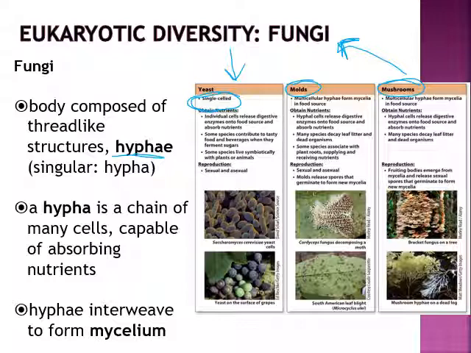And for molds, they have both sexual and asexual reproduction as well, and they can also release spores that germinate to form new mycelia. So basically new little networks of hyphae, okay? Our mushrooms, as you might have guessed, have these fruiting bodies that emerge from the mycelia, and those release sexual spores that then germinate to form new mycelia, and then we get new mushrooms forming from them.